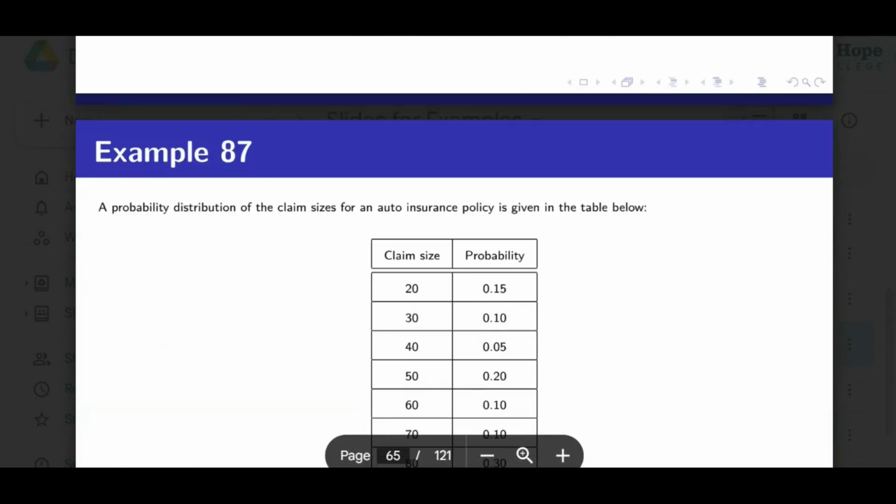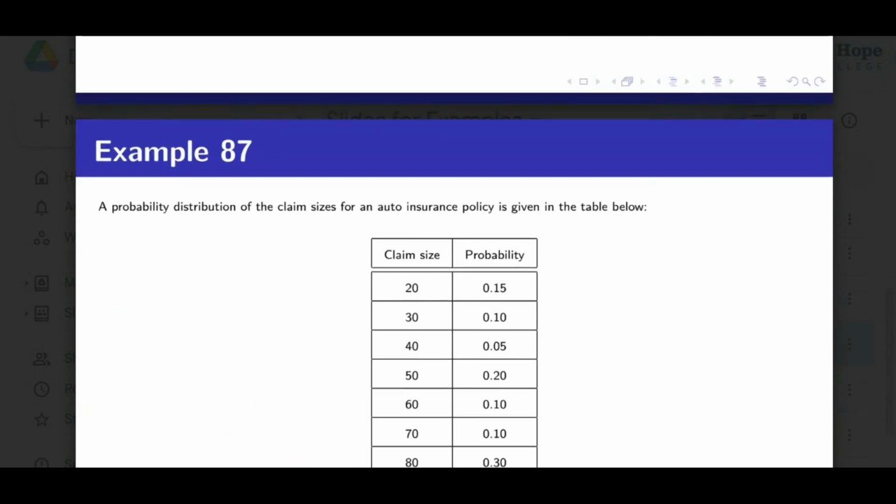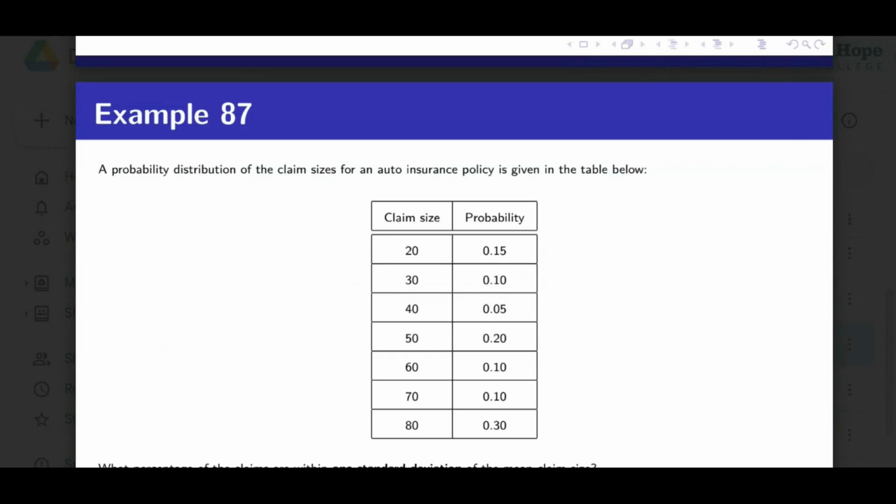A probability distribution of the claim sizes for an auto policy is given in the table below. What percentage of claims are within one standard deviation of the mean?